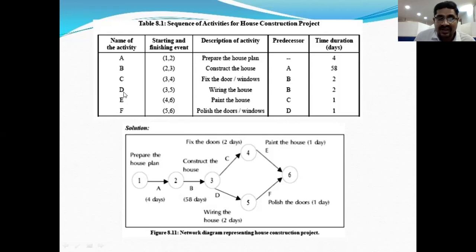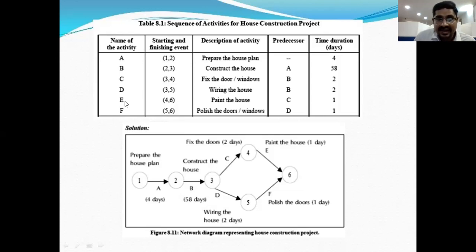Suppose take the example of D, wiring the house. This D activity also has the preceding activity B. So only when the basic house construction is done can the doors and windows be fixed, that is C performs, and the wiring of the house, the electricity wiring, performs. So only if this is constructed will these two happen. That is the meaning of preceding activities, right?